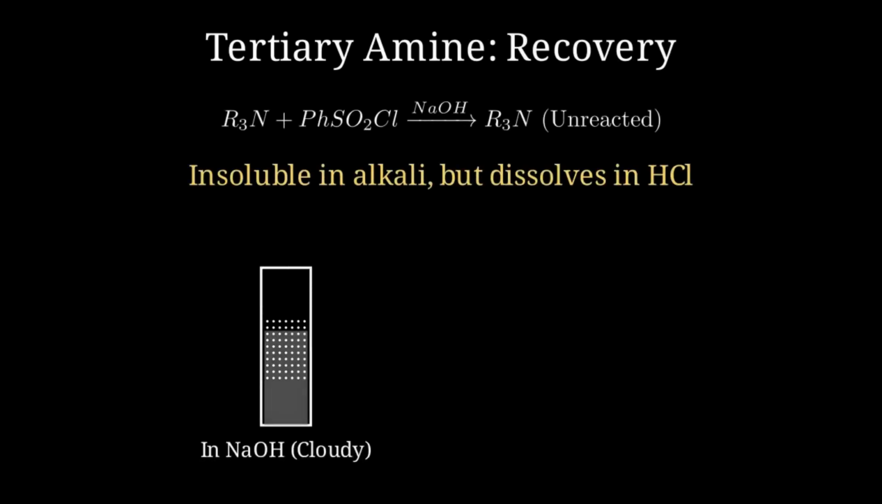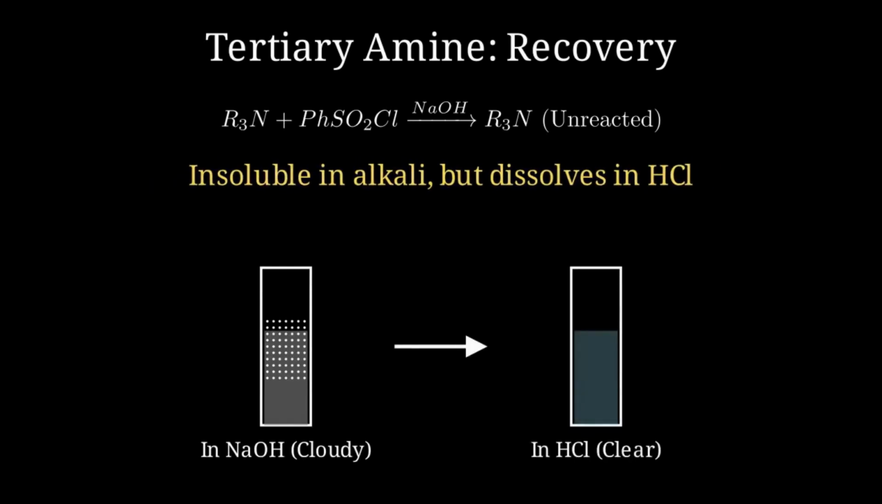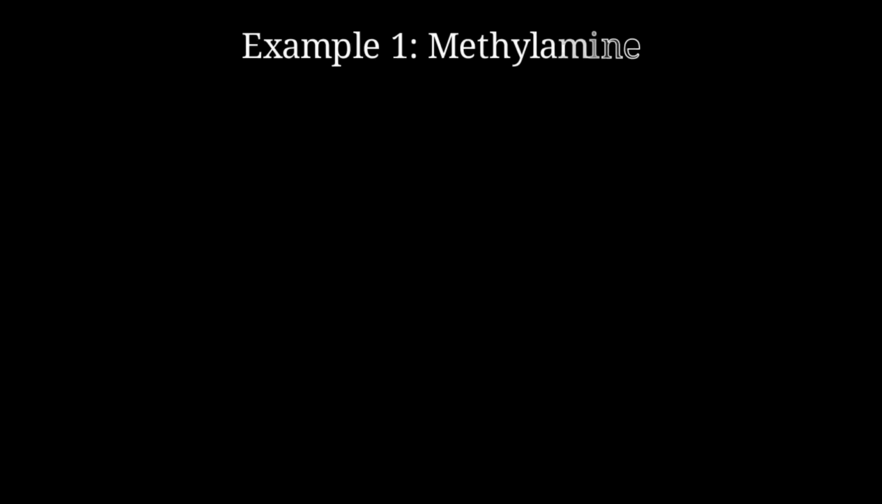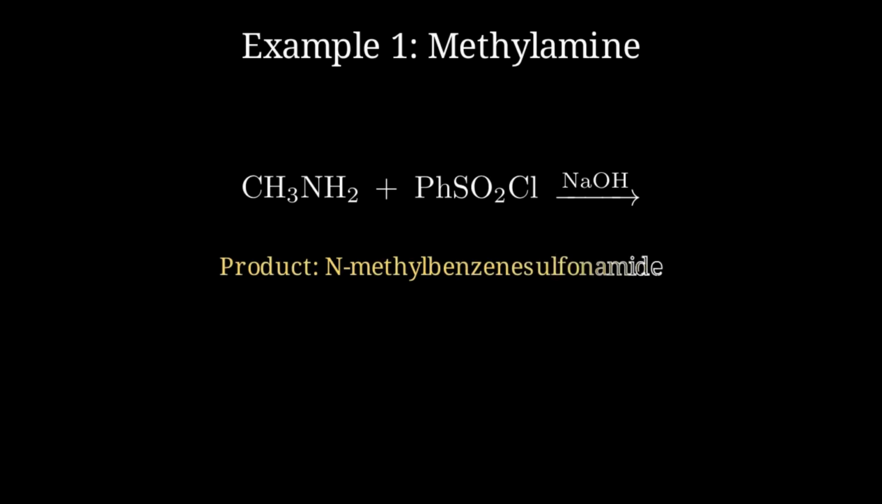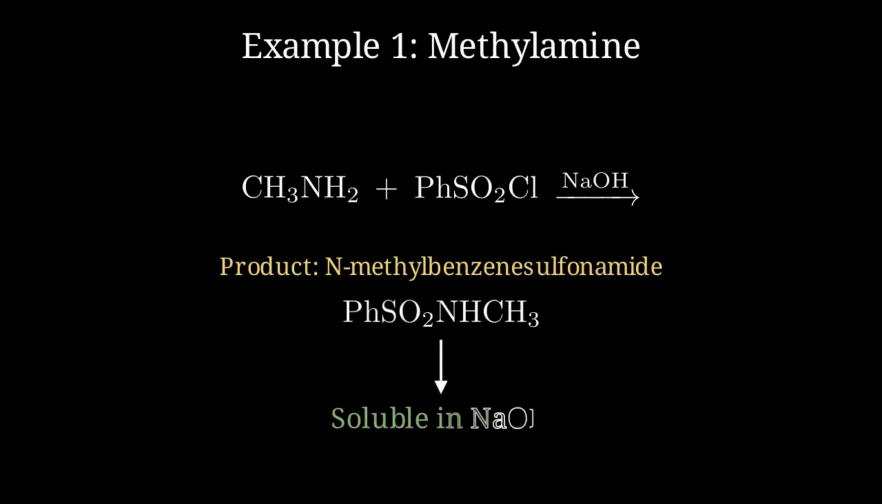However, if you add dilute hydrochloric acid, the amine forms a soluble quaternary ammonium salt and dissolves. This solubility in acid confirms the presence of the unreacted tertiary amine. Let's look at methylamine, a primary amine. It reacts to form a sulfonamide that dissolves completely in sodium hydroxide. If your unknown sample clears up after adding base, you are likely dealing with a primary amine like this.